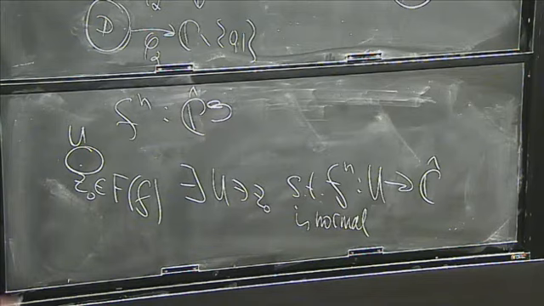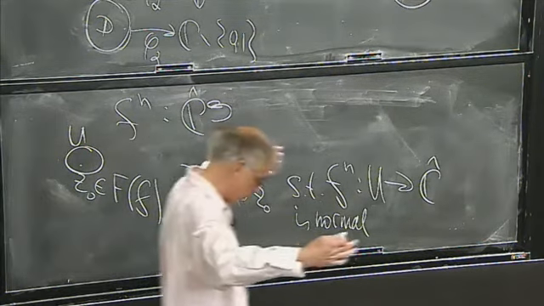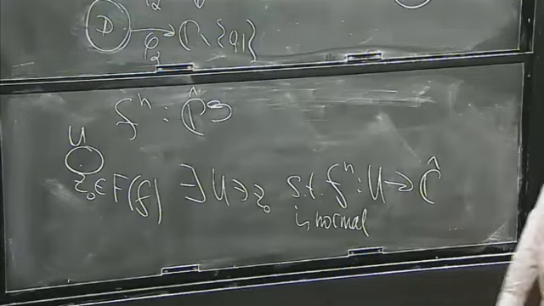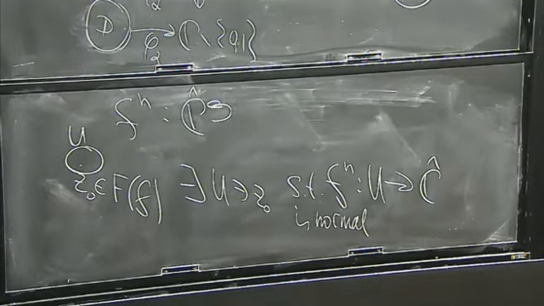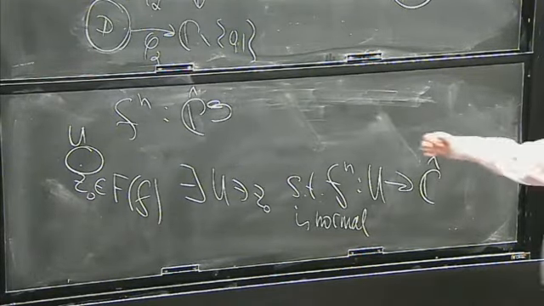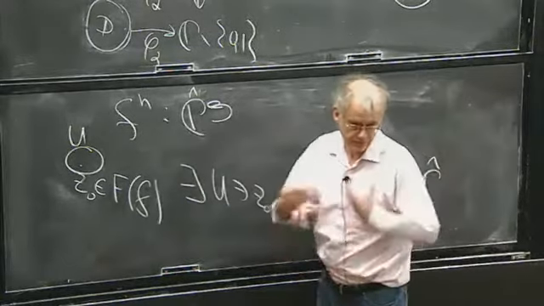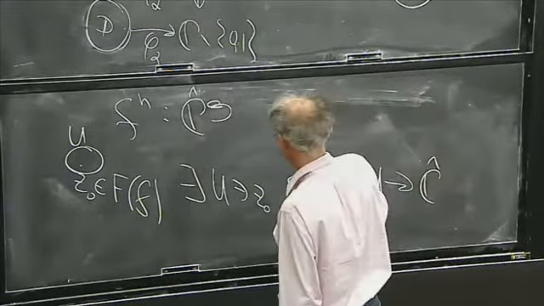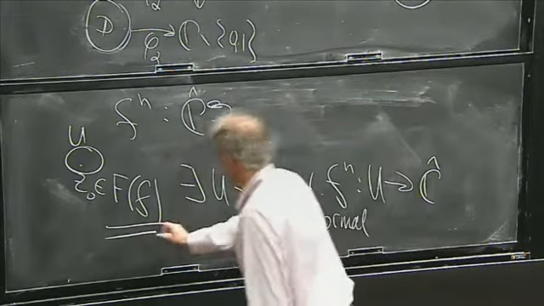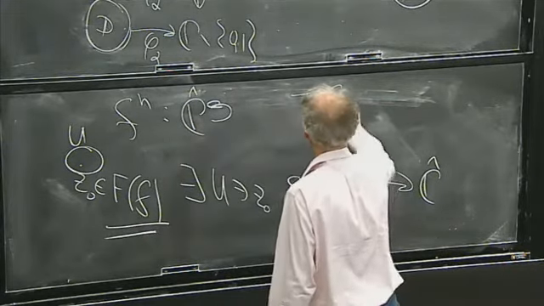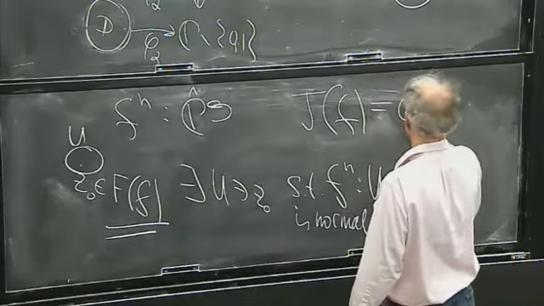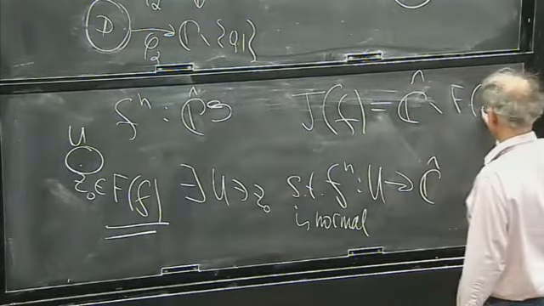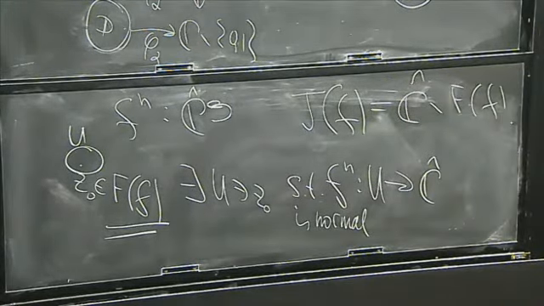Or in other words, we take the biggest open set on the sphere on which our family of iterates is a normal family of meromorphic functions. That is the definition of the Fatou set. And by definition, the Julia set is just the complement of the Fatou set. So it is just a definition. We have such a decomposition.